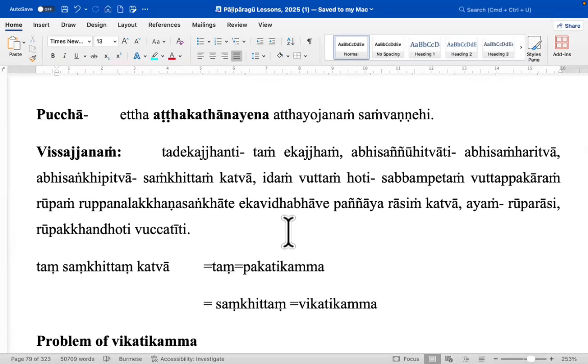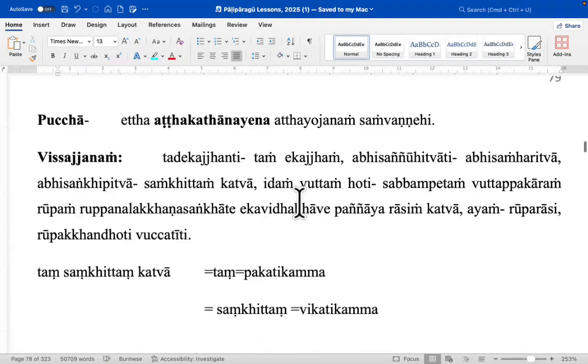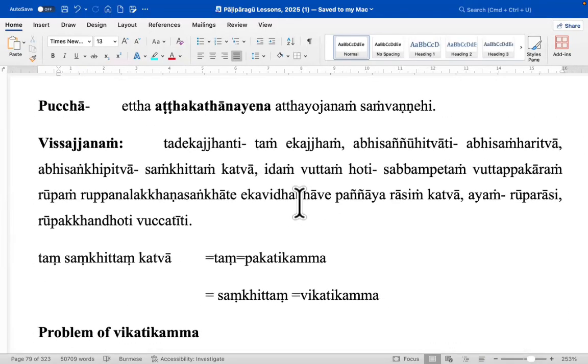Okay, Sankhitta. Only one example. Abhisankipitva is translated as Sankhipitva, a past passive participle. Sankhipitva's object is Dhamma. Then Sankhipitva, having made, having made briefly. We can translate it as having summarized.